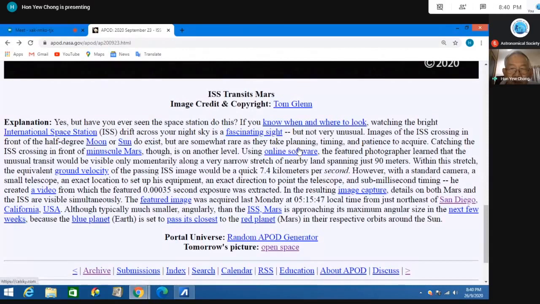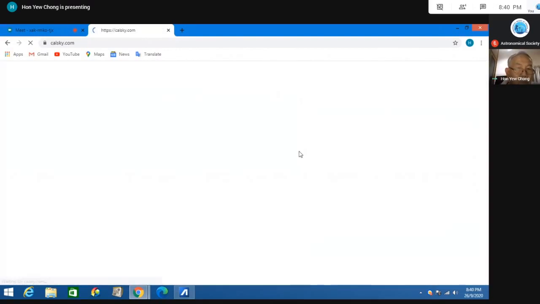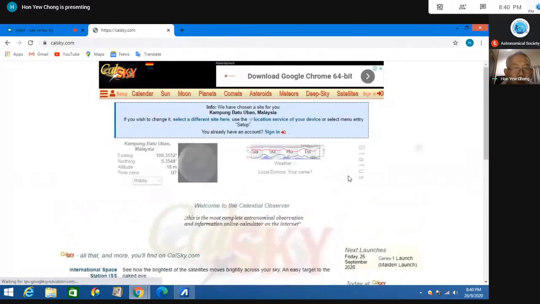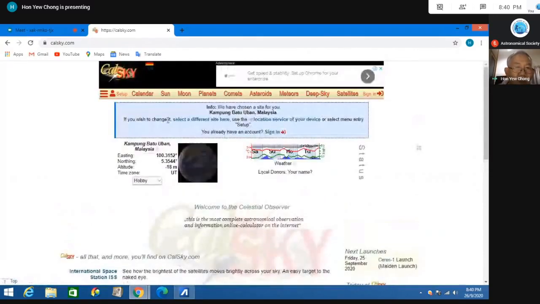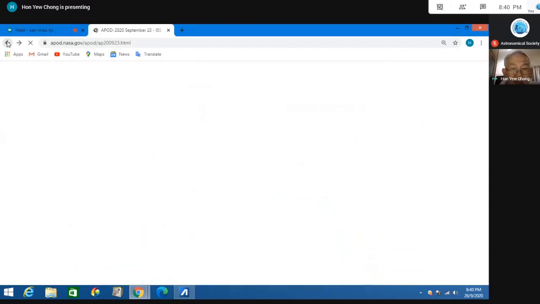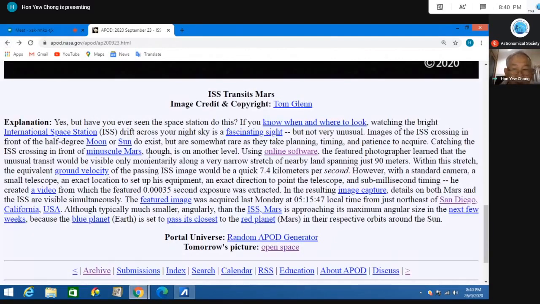Okay, so basically he used the Cal Sky software. All right, we go to Cal Sky software now. Cal Sky is good software for predicting all types of events on the Earth's surface, like the ISS flying across the disk of the sun or the moon, and other events that can be observed on the Earth's surface. So with Cal Sky software, and somewhere here is a simulation for California.